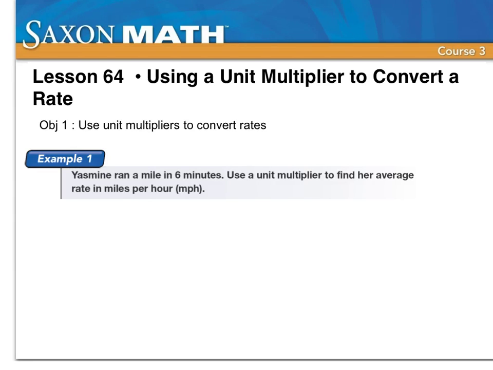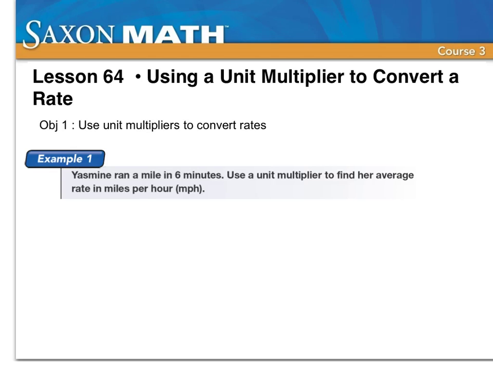And we're on lesson 64. We are using a unit multiplier to convert a rate. Your objective here is to use unit multipliers to convert rates. It says Yasmin ran a mile in 6 minutes. Use a unit multiplier to find her average rate in miles per hour.